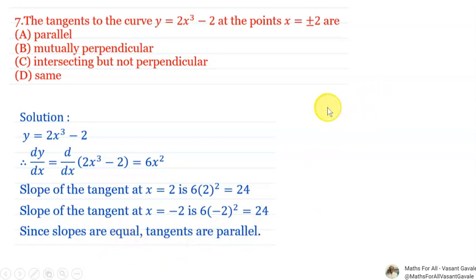Okay. So how will those tangents be at the points x = plus or minus 2? They are parallel because we have equal slopes. And hence option A is correct here.